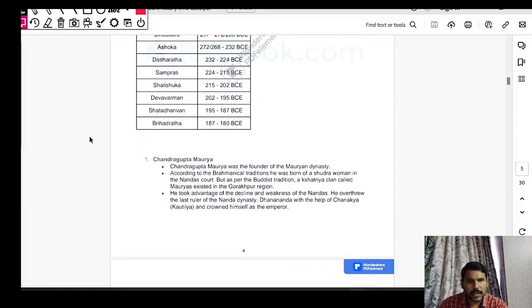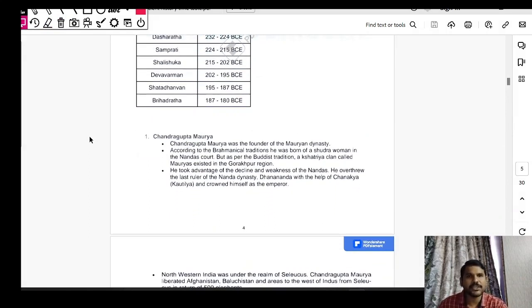Now let us look at the important points in the political history of the Mauryas. Chandragupta Maurya was the founder of the Mauryan dynasty. Everyone has to remember that. According to Brahmanical traditions, he was of Shudra origin. But as per Buddhist tradition, he belonged to a Kshatriya clan called Moriya. You have to understand, the Mauryas took up other religions: Chandragupta Maurya took up Jainism, and Ashoka became a Buddhist.